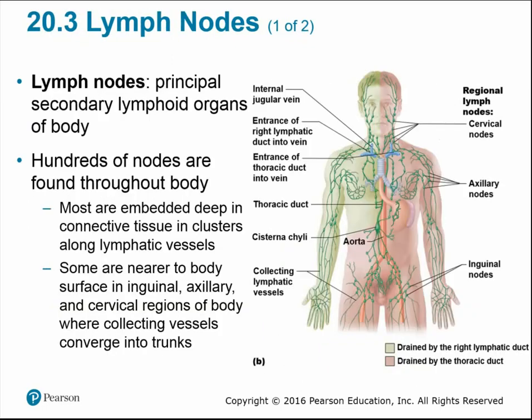So lymph nodes are the principal secondary lymphoid organ of the body. So we have hundreds of lymph nodes all throughout, mostly embedded in the deeper tissues and kind of in clusters. Okay? So the major regions or clusters of lymph nodes include the inguinal region, so kind of the groin region, axillary, so the armpit region, cervical regions of the neck. So this would be where a lot of those collecting vessels are going to converge into trunks.